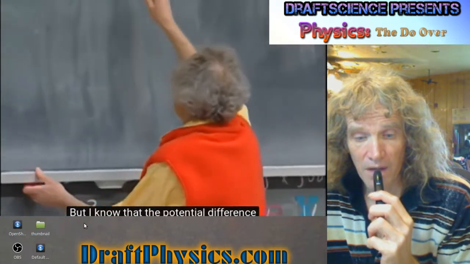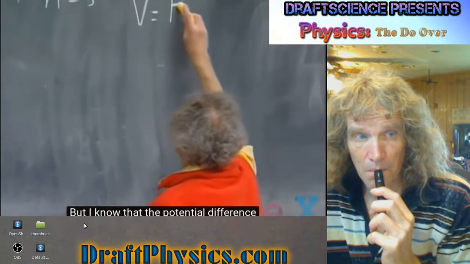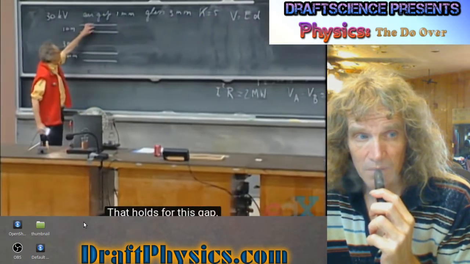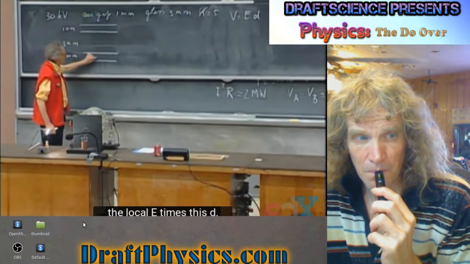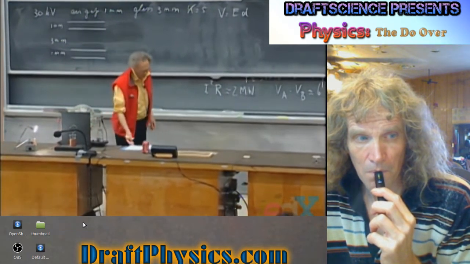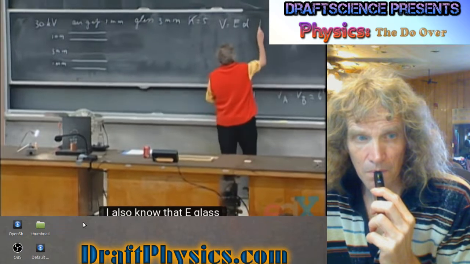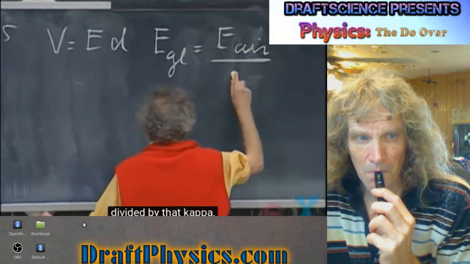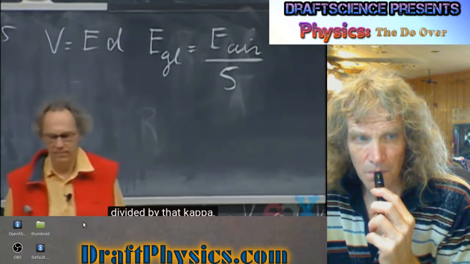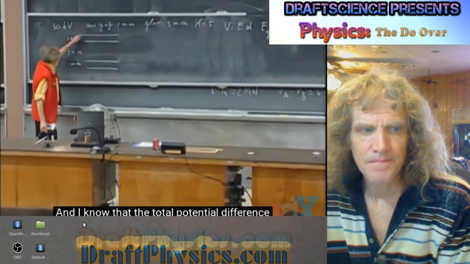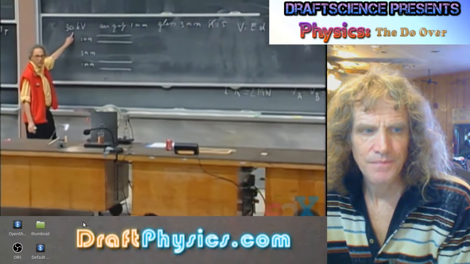But I know that the potential difference is always E times D. That holds for this gap, the local E times this D, the local E times this D, and the local E times that D. I also know that E glass is the same as E in the air divided by that kappa, which is 5. And I know that the total potential difference between here and here must be 30,000 volts.